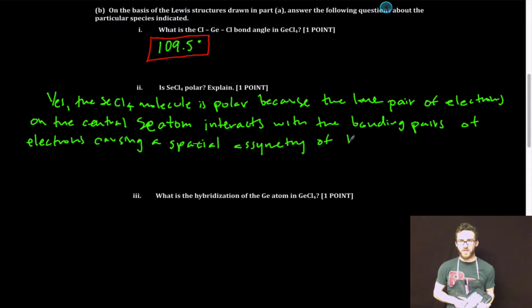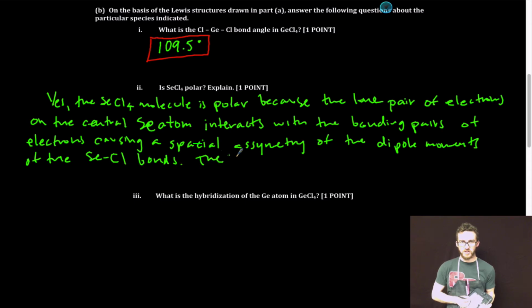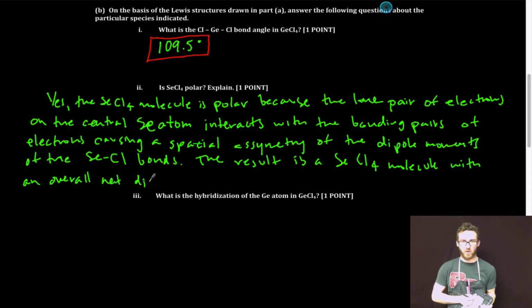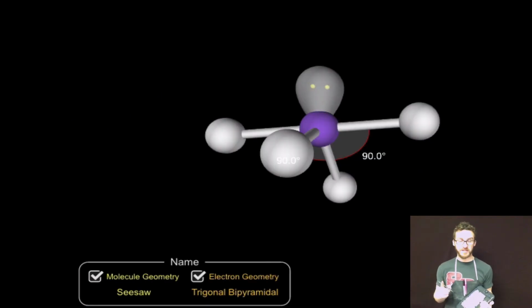Asymmetry of the dipole moments of the SeCl bonds. The result is a SeCl4 molecule with an overall net dipole. Now, if you're like, what kind of jibber jabberish is this College Board mumbo jumbo? Let's do it. Let's have PhET help us out.